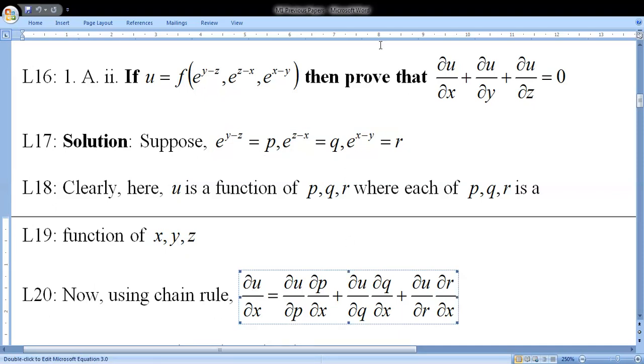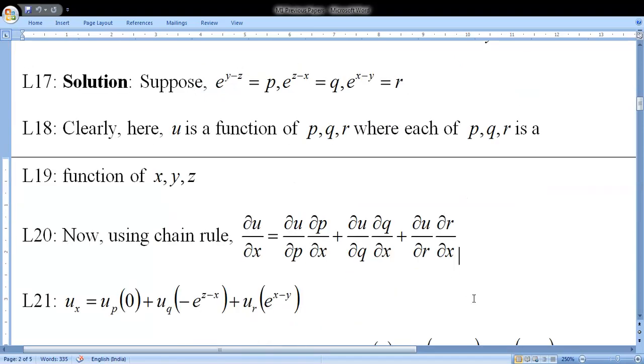Now let us consider the first term dou u by dou x. So by using chain rule, since u is a function of three variables p, q, r, then dou u by dou x will be, you need to take the derivative of u with respect to first variable, that is p, and derivative of first variable with respect to outside variable, that is x, plus derivative of u with respect to second variable, that is q, and derivative of q with respect to outside variable, that is x, plus derivative of u with respect to third variable r, and derivative of r with respect to outside variable x. So this is the formula for dou u by dou x with the help of chain rule.